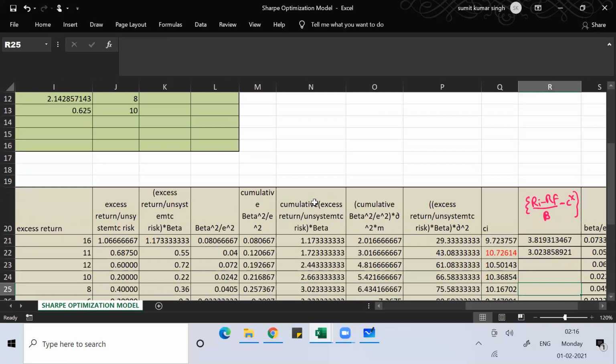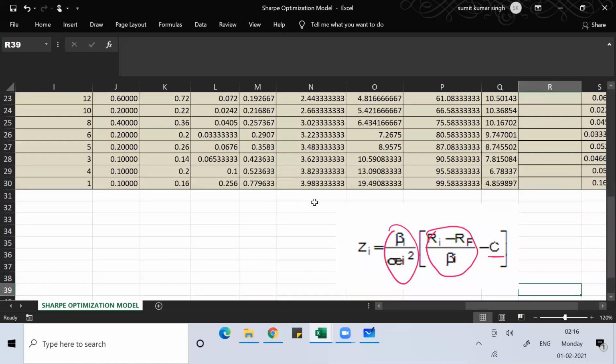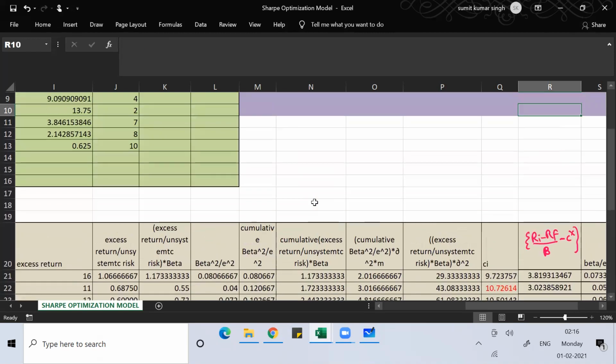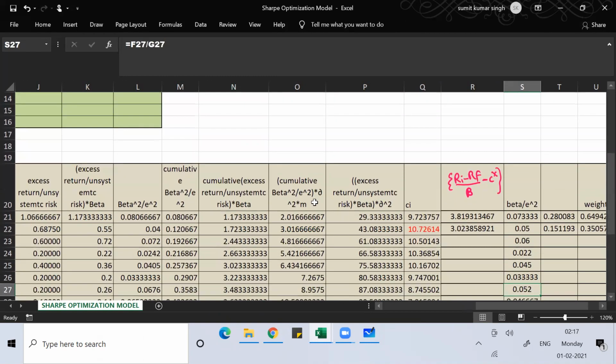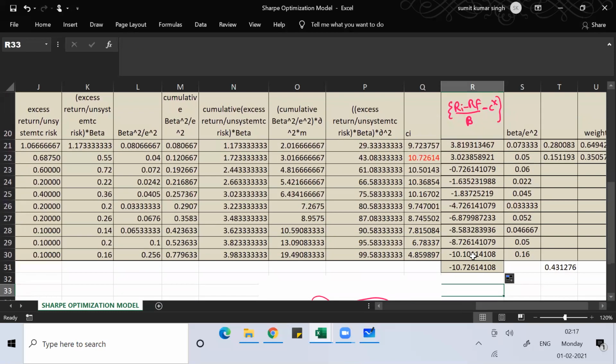Whatever value you are getting, you have to multiply by beta by unsystematic risk. That part you need to do. The remaining I have not done, because there's no point: for the remaining, you will get negative values only. If I find them, you can see all of them will be negative. So there's no point of finding the other excess return by beta, and you'll only consider these two stocks.